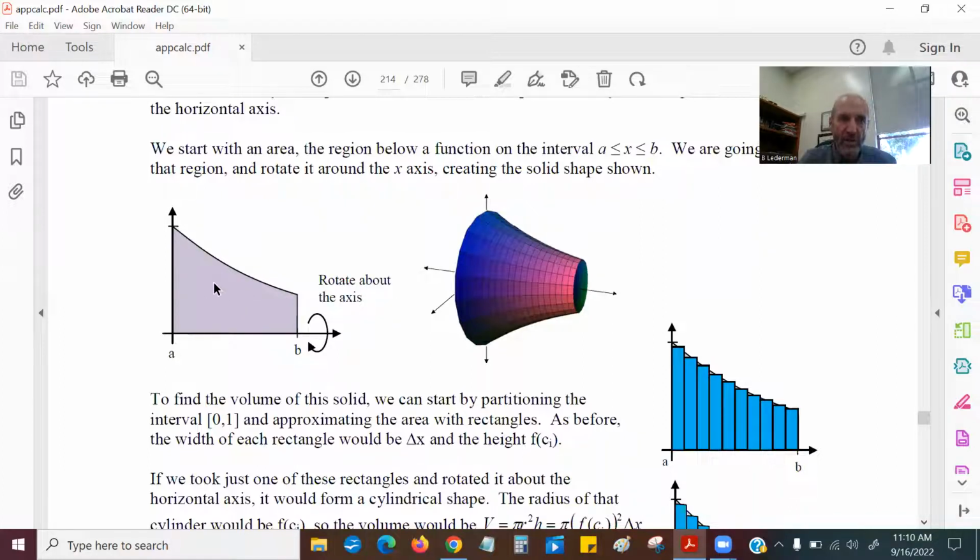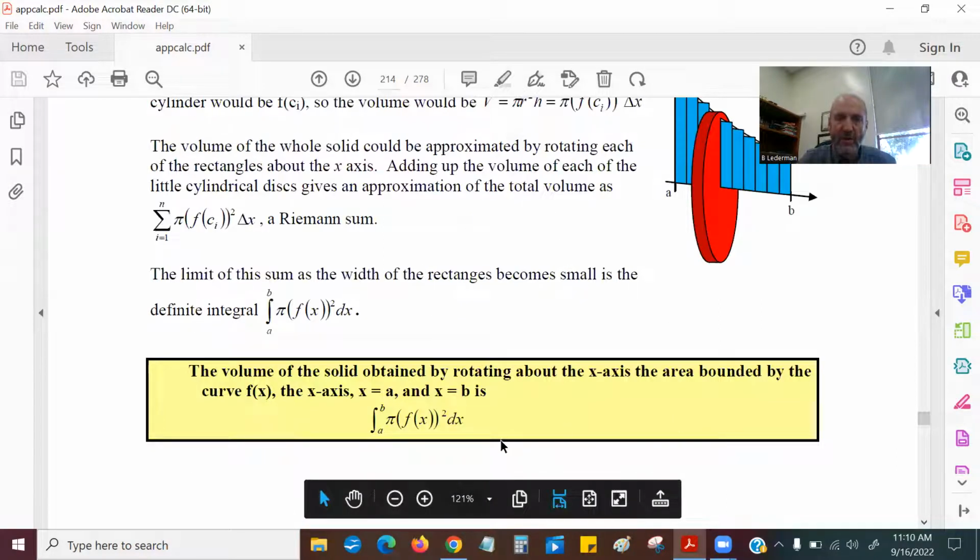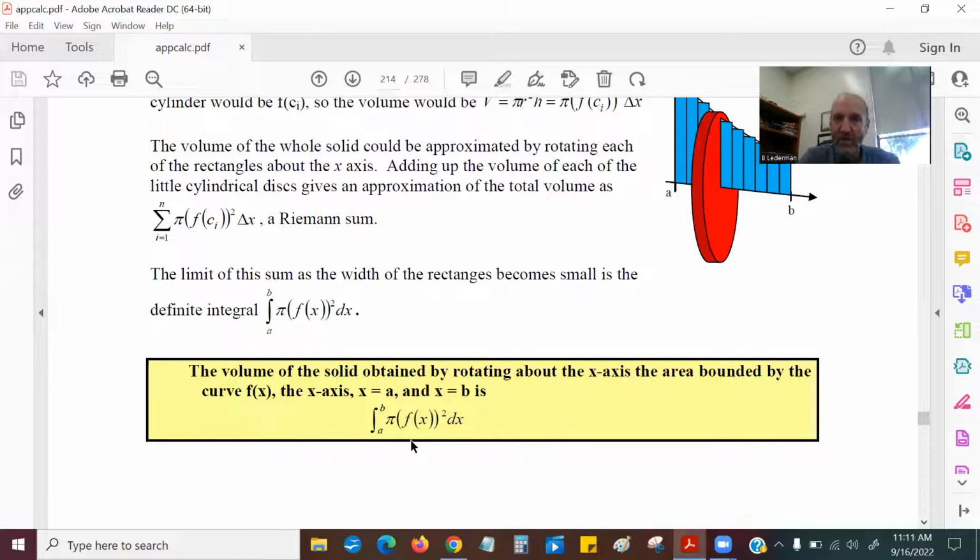area right here, because it's bounded by the curve on top, it's bounded by the x-axis on the bottom, and it's bounded by x equals b and x equals a on the sides. And the volume is going to be the integral from a to b of pi times f of x squared dx. This is pretty awesome, because even though we learned integrals as a two-dimensional thing, we're going to use the integral technique to find the volume of something three-dimensional. That's pretty amazing, because volume is three-dimensional as opposed to just two-dimensional.